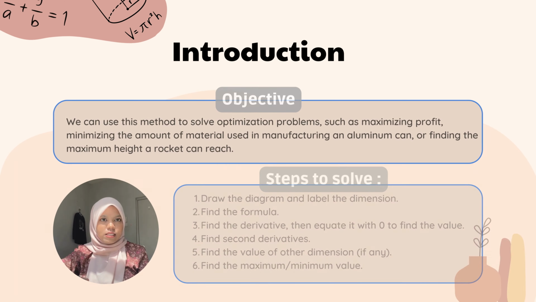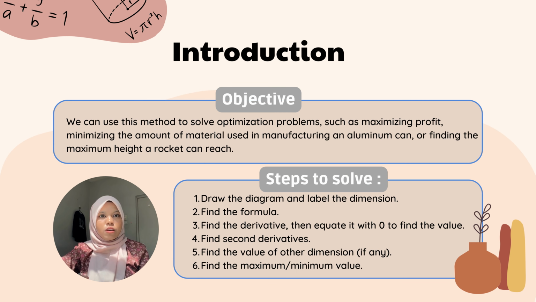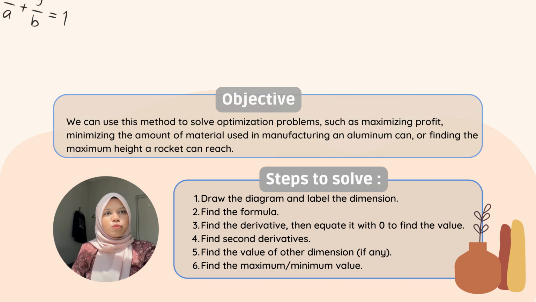There are 6 steps to solve the problems. Firstly, draw the diagram and label the dimension. Secondly, find the formula. Third, find the derivative, then equate it with 0 to find the value. Fourth, find the second derivative, and then find the value of the other dimension if any. And lastly, find the maximum or minimum value.